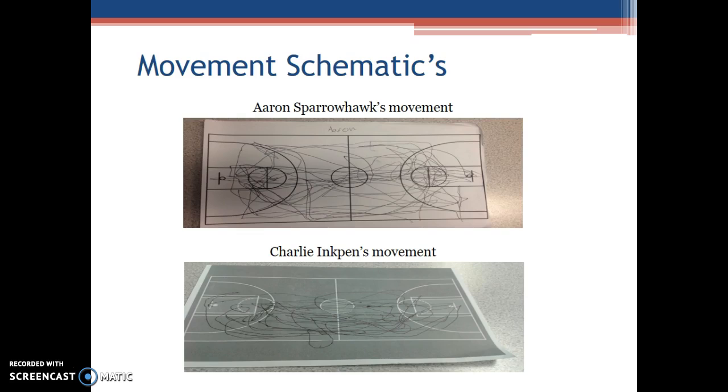He also uses nearly the entirety of the court, which suggests to us that he's hard-working and moves around a lot. Charlie's schematic shows that he doesn't spend as much time in the 2-point area as Aaron, meaning he may not be as effective at scoring, and he also doesn't seem to use one side of the court. This may be because he is more comfortable dribbling with one hand, and he keeps the ball away from the centre of the court and ultimately away from the opposition.